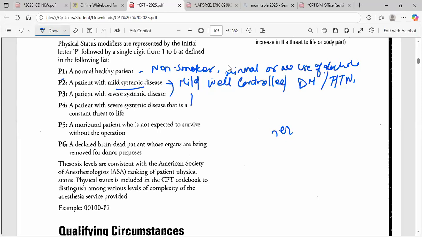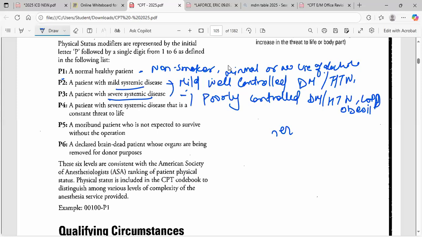Then we have the severe systemic disease, patient with the severe systemic disease. So the examples for the severe systemic disease will be poorly controlled diabetes, because diabetes is a systemic disease. Poorly controlled DM, or even the hypertension also, because these two are systemic diseases. And COPD. COPD is also known as a systemic disease because it is going to affect the whole body.